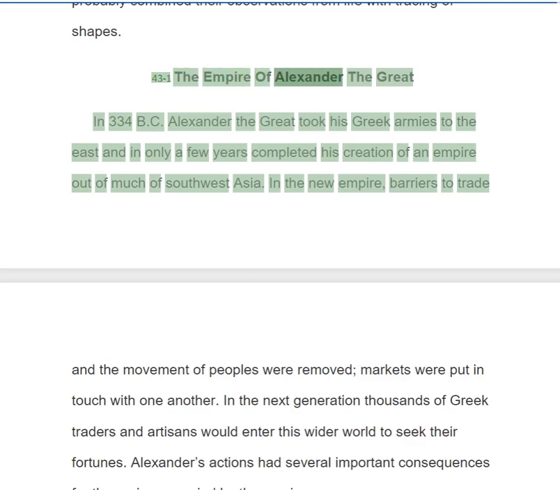43-1 The Empire of Alexander the Great. In 334 BC, Alexander the Great took his Greek armies to the east and in only a few years completed his creation of an empire out of much of Southwest Asia.